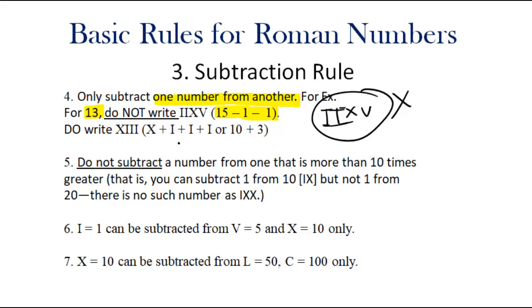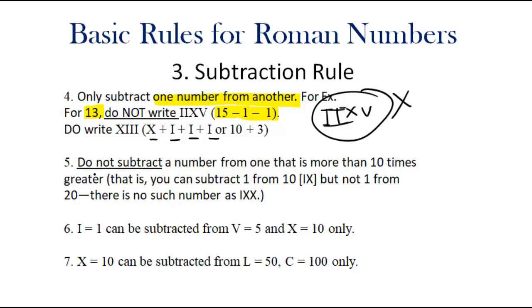So what is the correct combination for 13? X and 3 times I gives 13 in Roman numerals. So repeated subtraction is not allowed in Roman numerals.